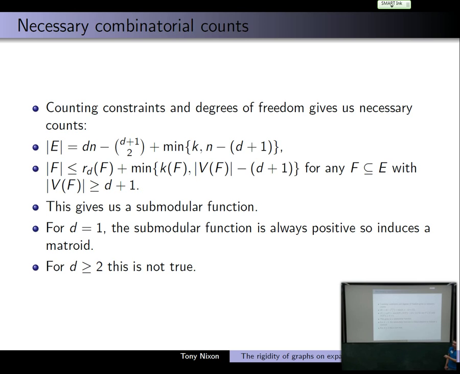And this gives us a monotone submodular function. And at least in the case when d equals 1, it's positive. So we can use Edmonds' theorem to tell us this gives us a matroid. For d greater than or equal to 2, the minimum bit here can make it negative, I think for a single edge, if you pick the right colors.